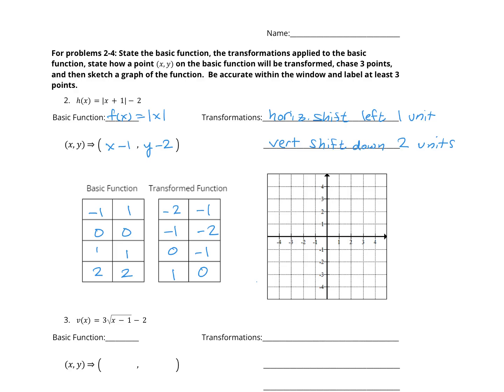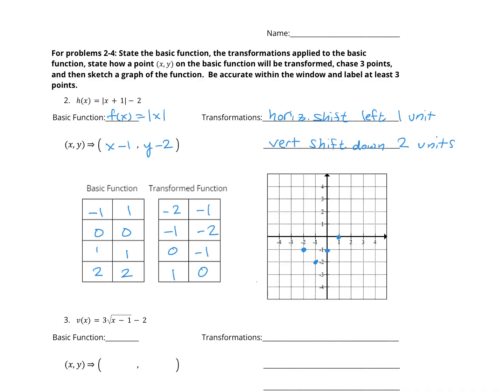First up is -2, -1. That's 2 left and 1 down. Then we've got a -1, -2. So that's 1 left and 2 down. Then we've got 0, -1, which is sitting down on the y-axis. Then we have 1, 0, which is up on the x-axis.